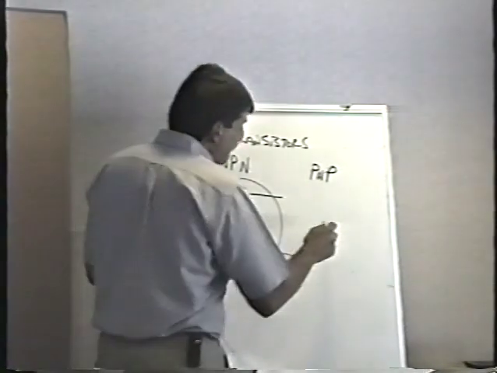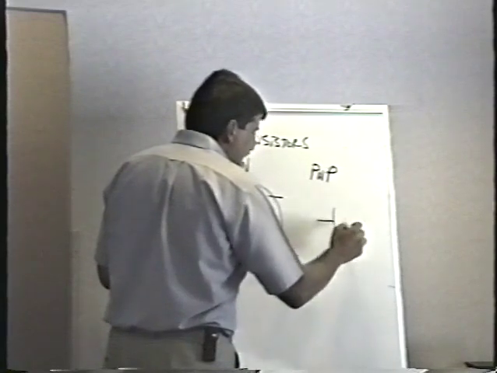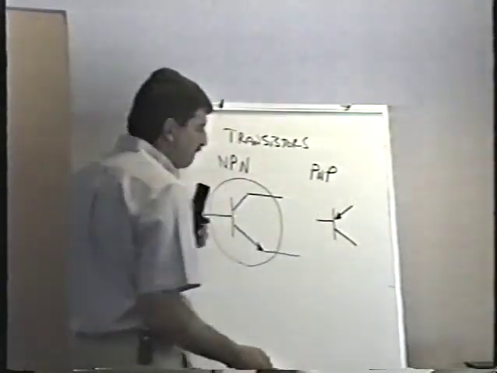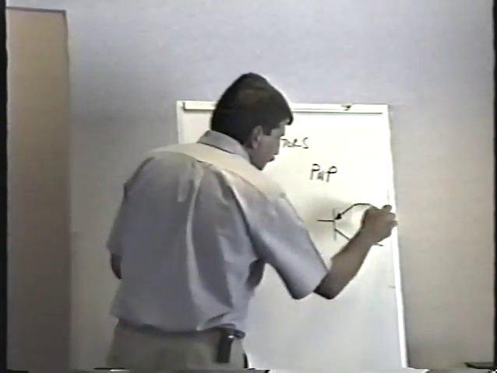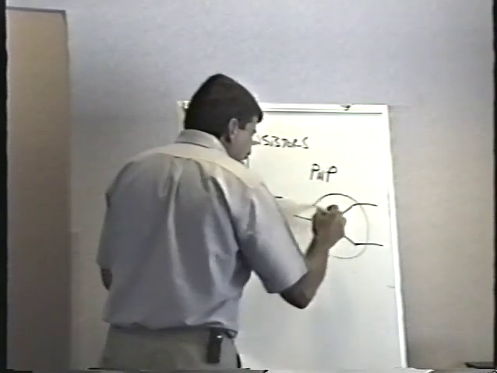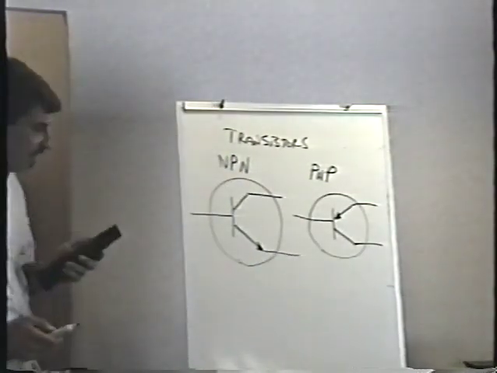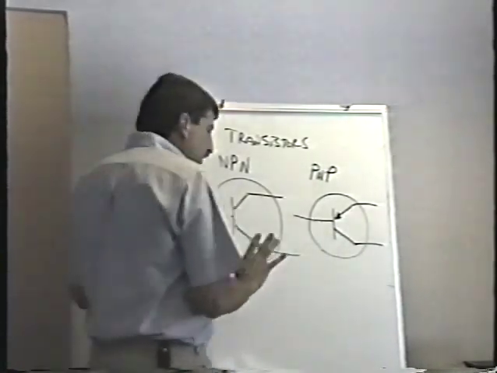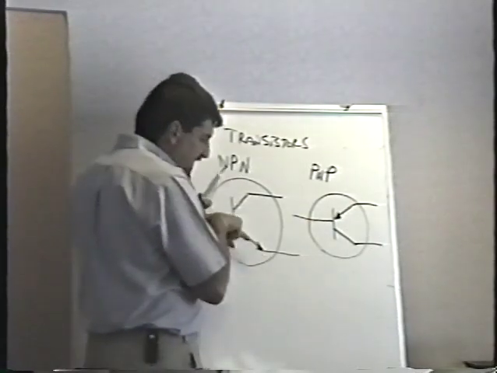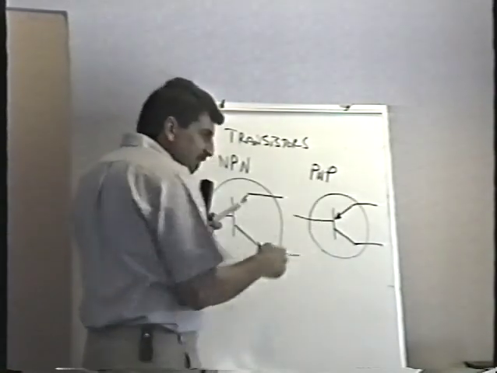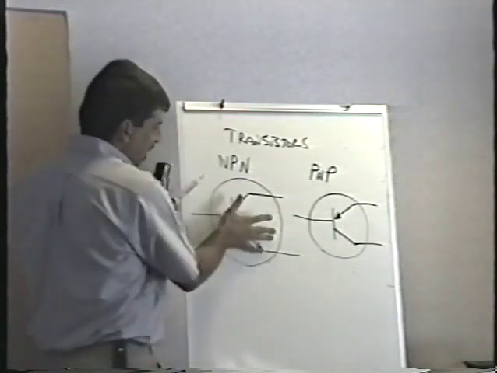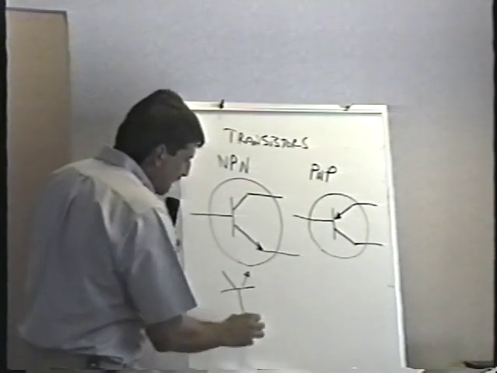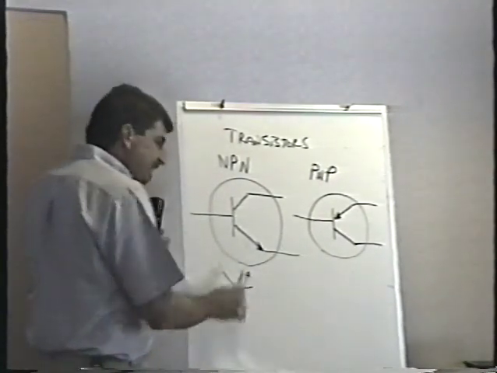The PNP transistor schematic symbol looks basically the same, except that the arrowhead points in toward the center of the symbol instead of pointing out. It does not make any difference which way I draw the symbol. The thing that you can use to tell the difference between them is if the arrow points out, it's NPN. If it points in, it's PNP. In other words, if I take this NPN transistor and turn it 90 degrees, the schematic symbol looks like this. The arrow still points out.